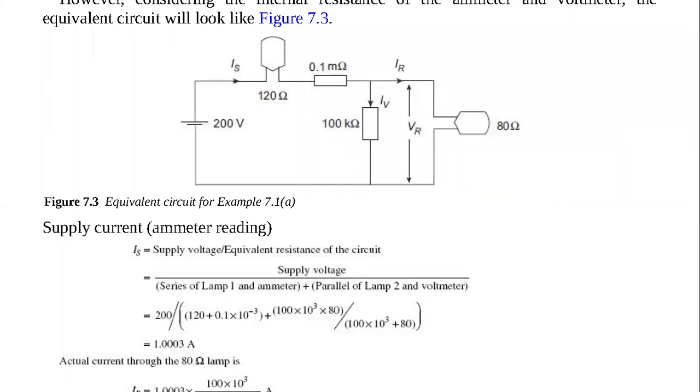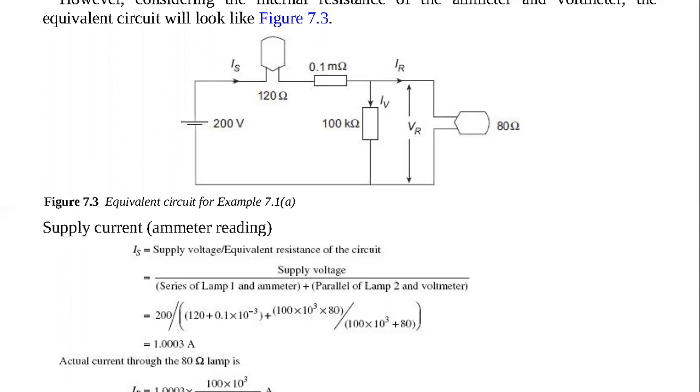But for this case, we're going to factor in the resistance of the ammeter and also the resistance of the voltmeter, and we're going to see how they are arranged. You can see the arrangement here: the lamp that has 120 ohm resistance is in series with the resistance of the ammeter. This should be the place of the ammeter, because that is indicated by the 0.1 milli ohm, that is the resistance of the ammeter as per the question. So the 120 ohm lamp is in series with the ammeter.